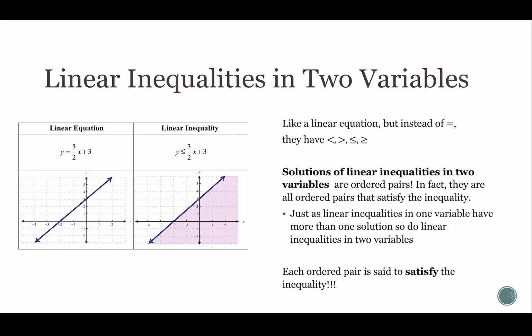Like a linear equation, but instead of an equal sign, they have a greater than, less than, greater than or equal to, or less than or equal to sign. For example, here we have our linear equation, y is 3 halves x plus 3. Here we have our linear inequality. Because it's less than or equal to, the line is still part of our solution, but we also have to shade all possible ordered pairs that make this inequality a true statement. Each ordered pair is said to satisfy the inequality, and every such ordered pair is a solution. So there can be infinitely many solutions to linear inequalities.